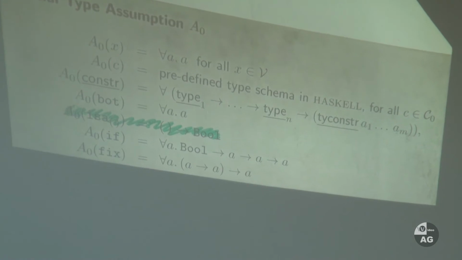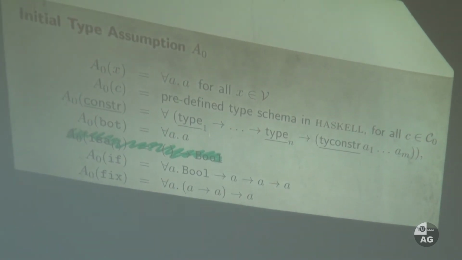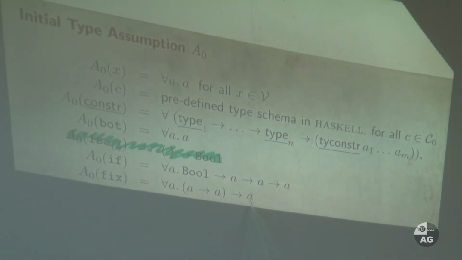So fix takes a function from A to A and gives us the least fixed point of this function. And the least fixed point of this function must also have type A. So it takes such a function and gives us the smallest argument that is a fixed point of this function.